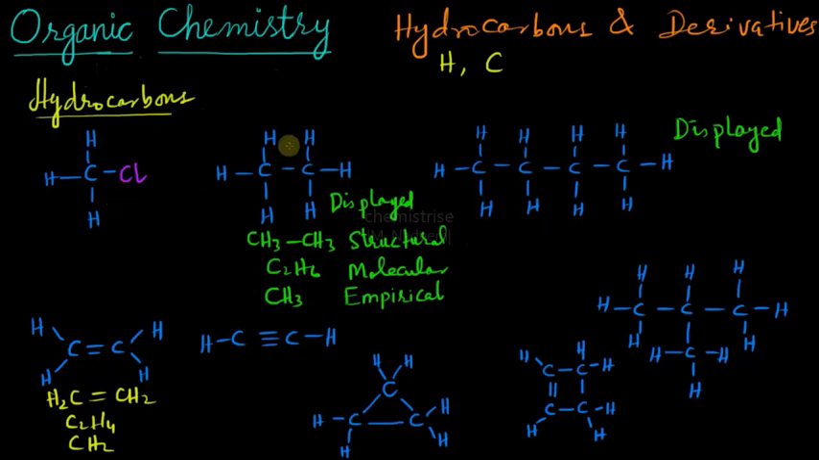Similarly, we have this compound, and we remove one of the hydrogens and replace it with some other element or group, like OH. So this is not a hydrocarbon now, this is a derivative. Derivatives are actually the derived ones that we are producing from the hydrocarbons. There are many derivatives that we can have, and in the upcoming lessons we will see more derivatives and work on hydrocarbons and derivatives both.